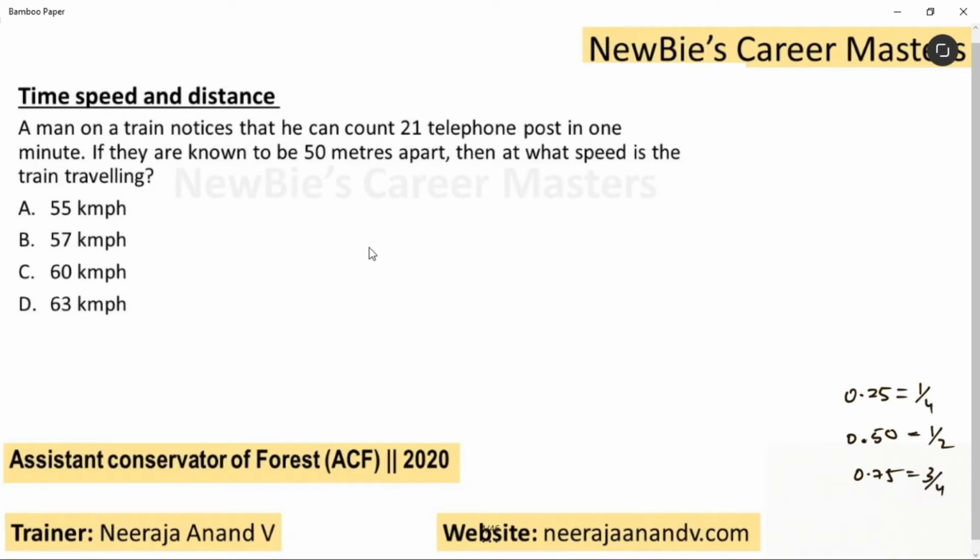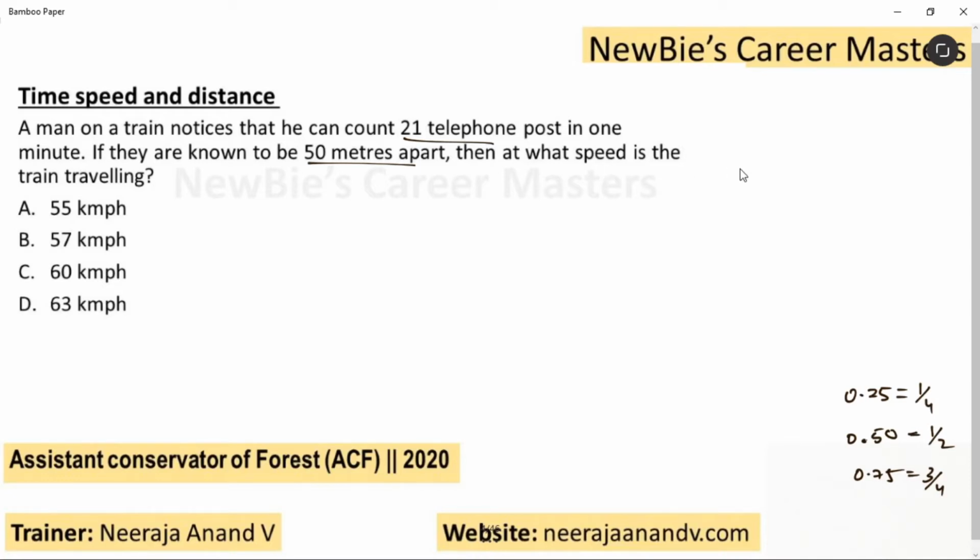The third question from time, speed and distance is, a man on a train noticed that he can count 21 telephone posts in 1 minute. Okay, if they were known to be 50 meters apart, then at what speed is the train traveling? Newbies, very simple question. Just think properly, you will get it.